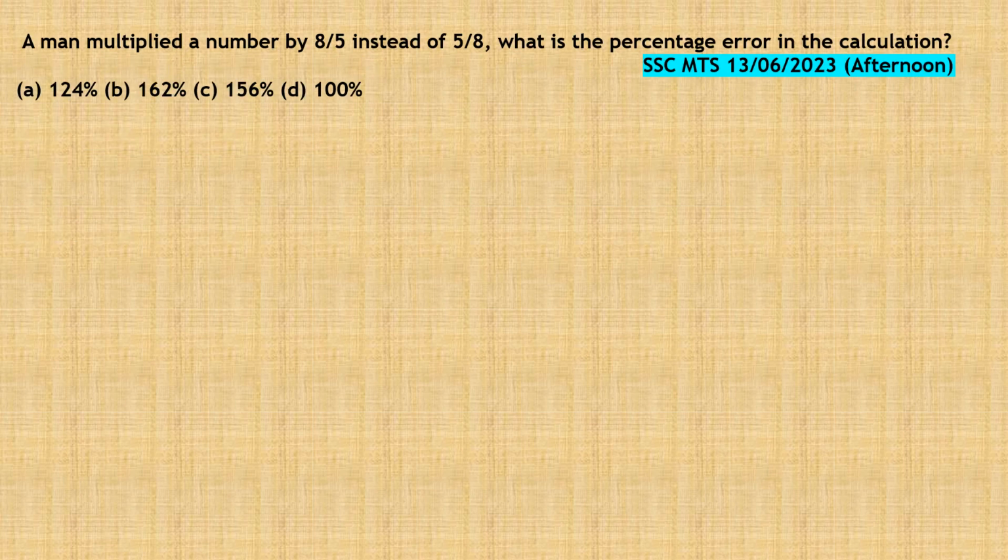A man multiplied a number by 8 by 5 instead of 5 by 8. The correct value is 5 by 8. He was asked to multiply by 5 by 8, but he multiplied it by 8 by 5. What is the percentage error in the calculation? Let the number be x, and the error is the difference between them. 8x by 5 minus 5x by 8 is the error.